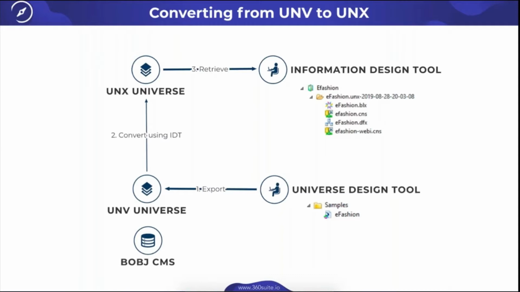Absolutely, thank you, Scott. So just to clarify things, because we've had a few conversations with users, which is always great to get their insights. But the only known way today, or at least as far as we know, to perform that conversion from a UNV to a UNX is by using the information design tool. So it allows taking an existing UDT, UNV, universe format and to convert it to IDT UNX format.